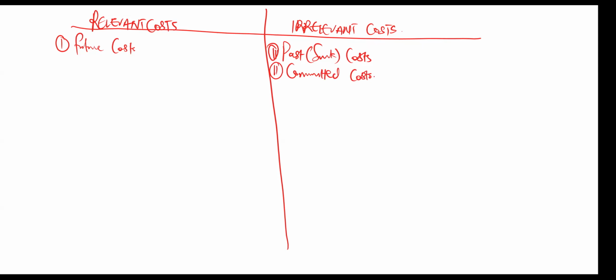Let me explain. We said that if a cost is relevant, it's a future cost. But then there are some costs that look like they are incurred in the future, or they'll be paid in the future, but are not relevant. Can I give you an example? Let's go back to our warehouse. We are in which year?